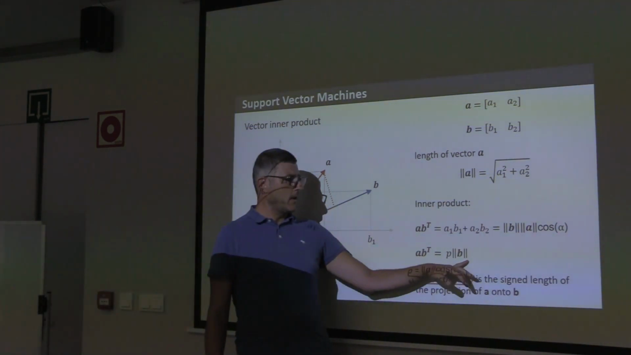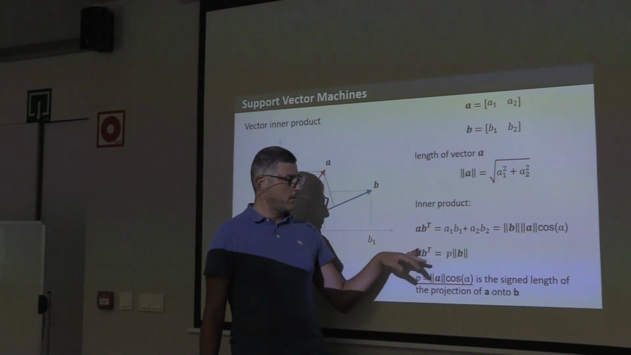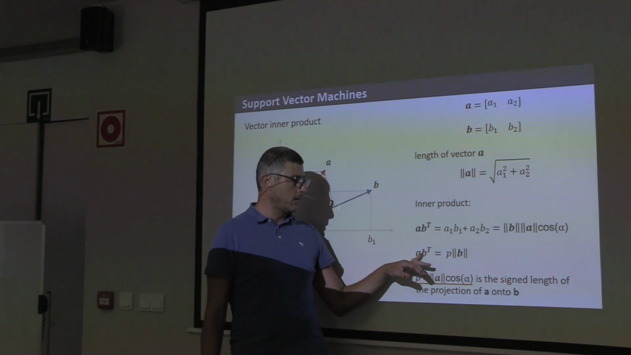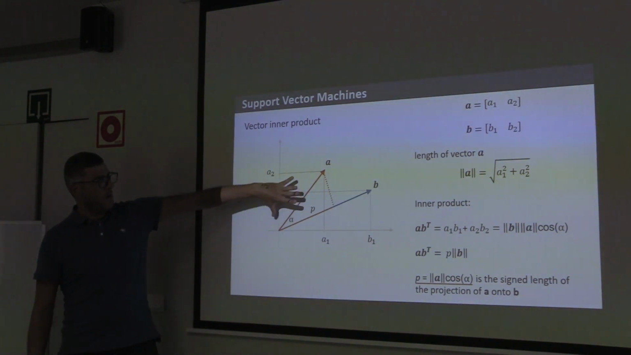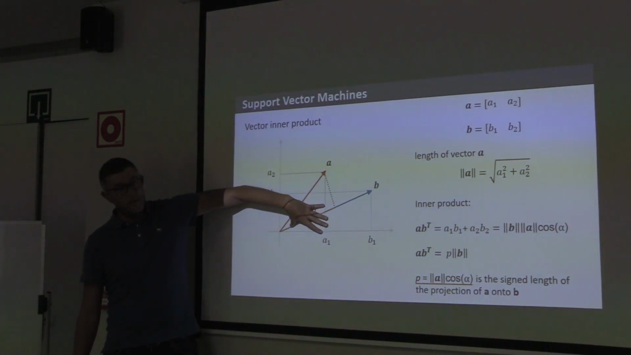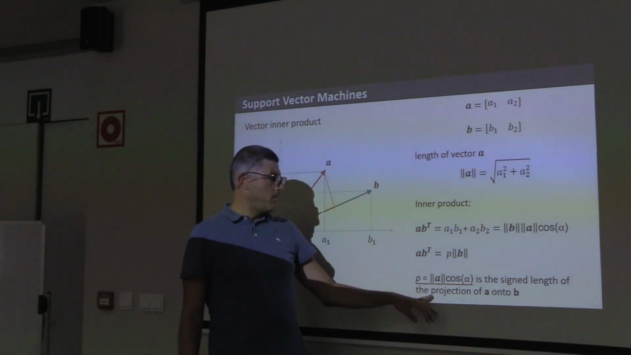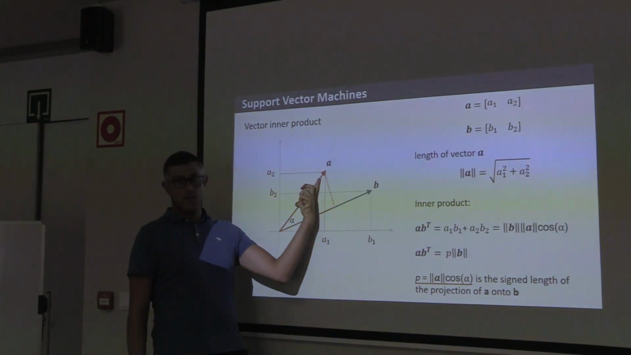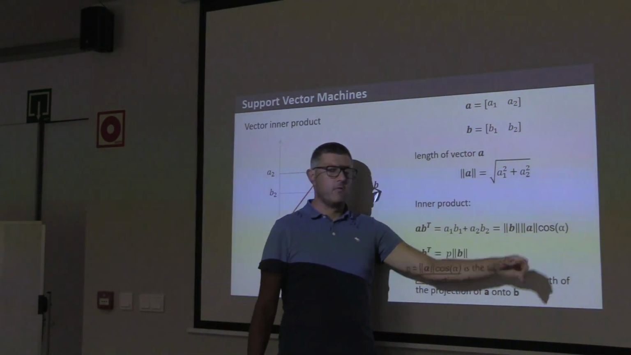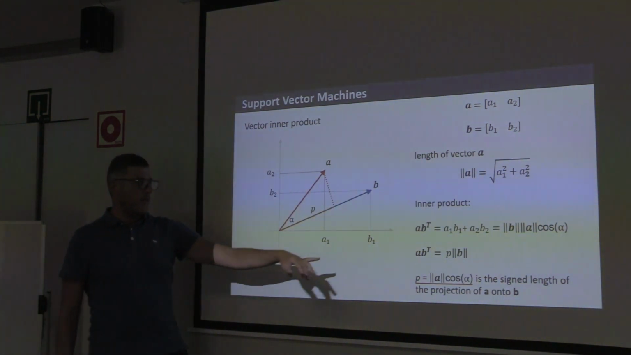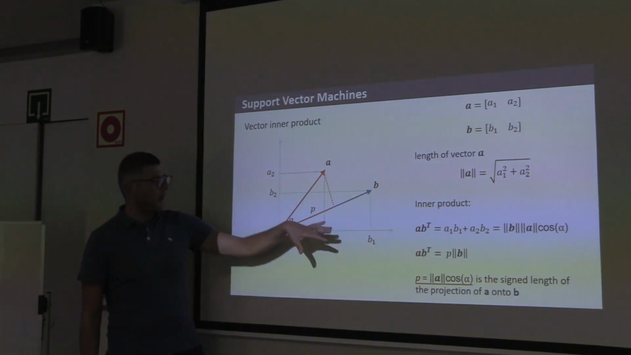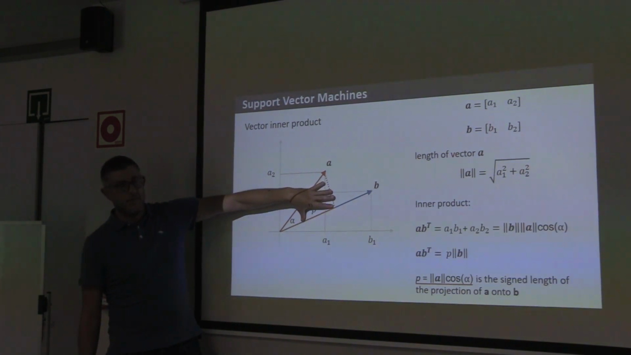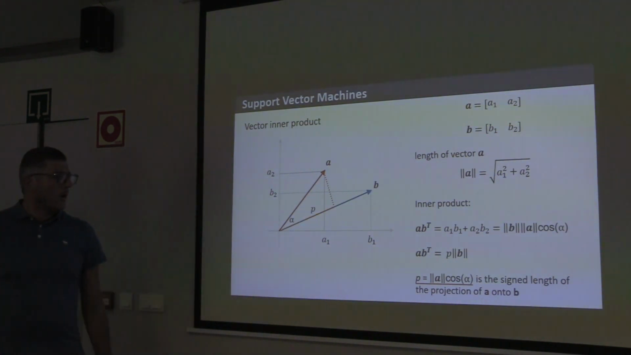You can also define things in this way. This is the inner product between the two vectors. P here indicates the projection of vector A on vector B. So if we define P as the length of vector A times the cosine of alpha, then the inner product is equal to P times the length of vector B. And from a geometrical point of view, P is the projection of this vector on B.